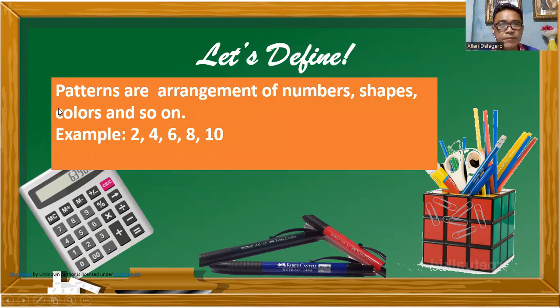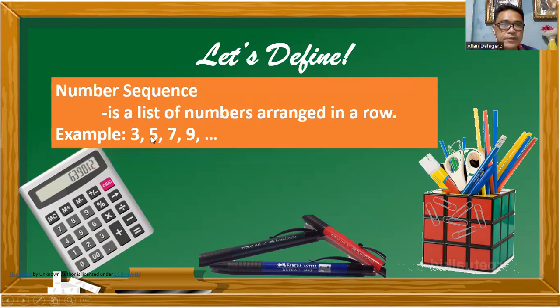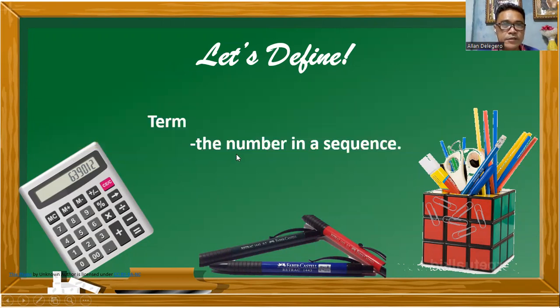Okay, let's define. The patterns are arrangement of numbers, shapes, and colors, and so on. So what you have seen in our review are patterns. For example, 2, 4, 6, 8, 10. Number sequence is a list of numbers arranged in a row. Example 3, 5, 7, 9, and so on. Term is a number in a sequence.